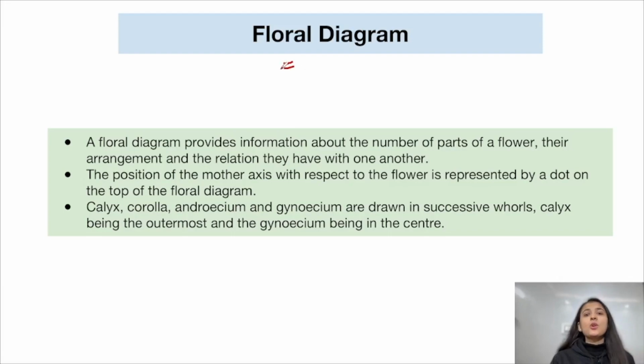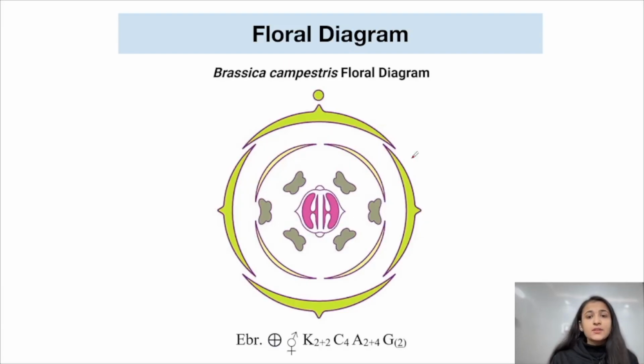Now let us come to the floral diagram. A floral diagram provides information about the number of the parts of a flower, what parts we are studying, their arrangement and the relation that the different floral parts have with one another. The position of the mother axis with respect to the flower is represented by a dot on the top of a floral diagram. This is the dot that we are talking about. This represents the mother axis.